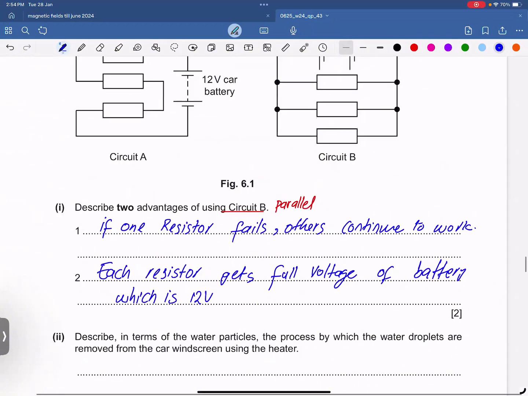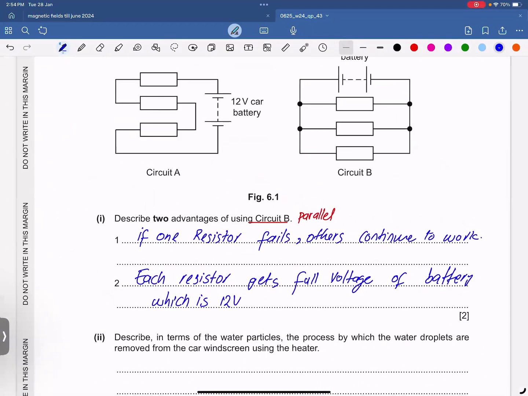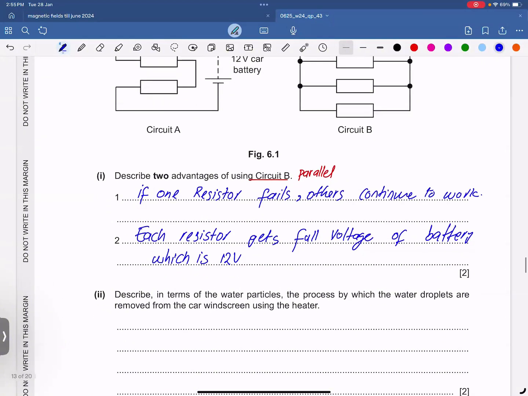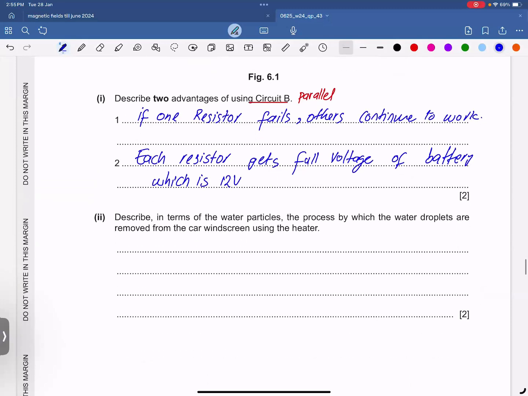The third advantage is, in case they ask you about high power, it produces more power because it gets more voltage. In series, the voltage is distributed, so power will also be distributed because each gets less voltage. They didn't ask you about series, they asked you about parallel. So the answer is as I mentioned.